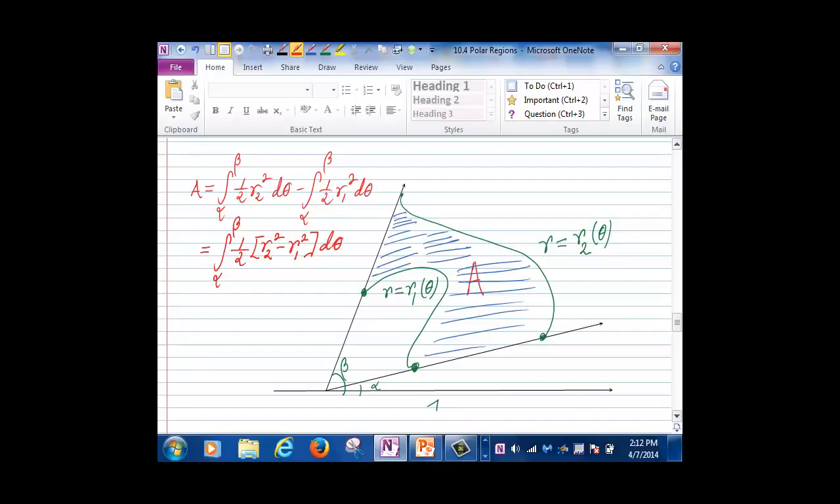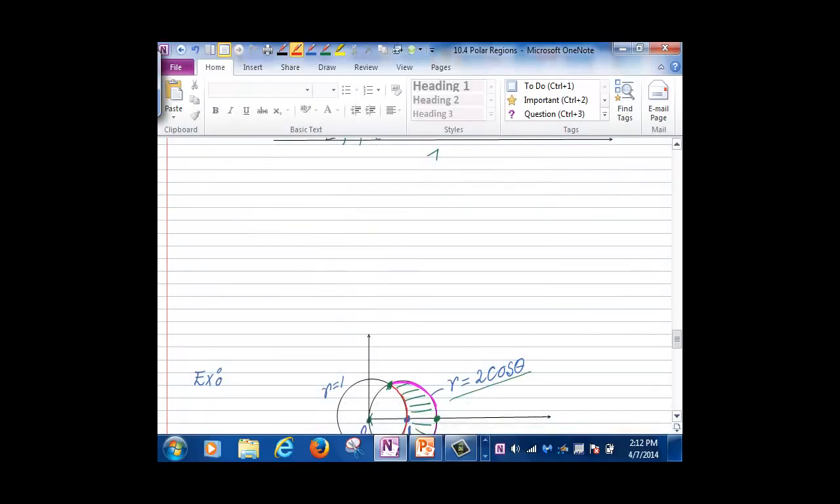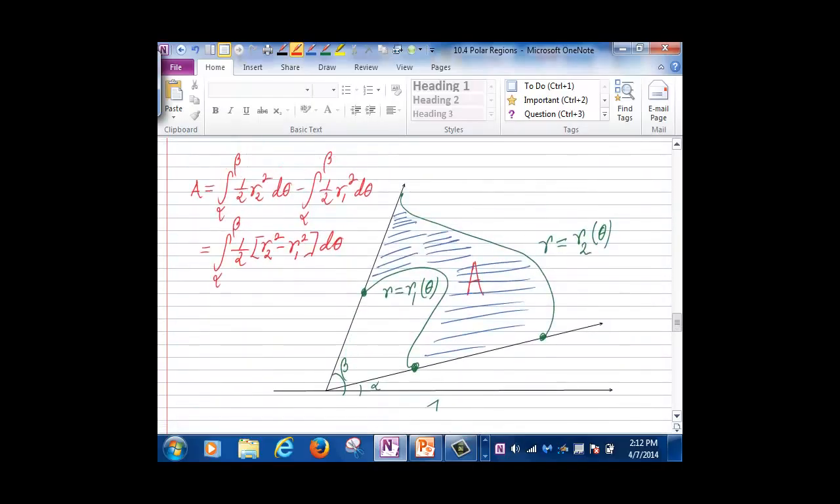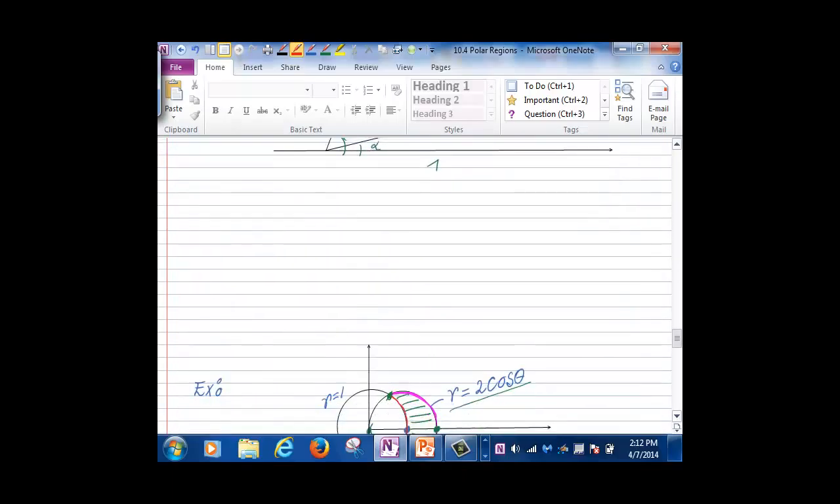Now sometimes in the exams students make the following mistake. Instead of writing R2 squared minus R1 squared, they will write R2 minus R1 whole squared. Okay, that's going to be a mistake. So let's look at an example then. Everybody is clear on how to find the area. Now let's look at an example.